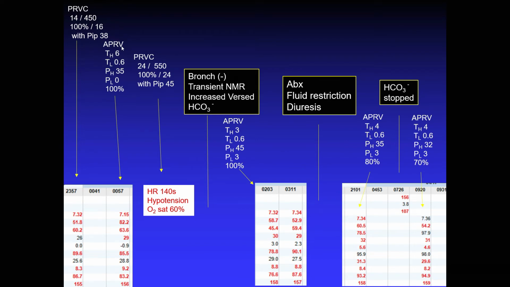So we switched over to APRV, but we did so, again, just using a cookbook algorithmic approach, a one-size-fits-all, and not recognizing this as a rescue situation. So I've got a T high, which in retrospect is much too long here. And the patient, not surprisingly, did poorly because we weren't giving them enough releases, so they became significantly acidotic.